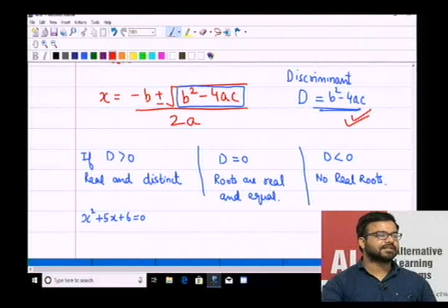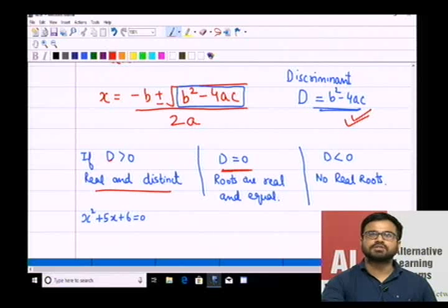I'm saying that if D is greater than 0, the value of D is B square minus 4AC. If D is greater than 0, then the roots are real and distinct. Distinct means different. If the D of the equation is equal to 0, roots are real and equal. And if D is less than 0, there will be no real roots, which we will say imaginary roots.